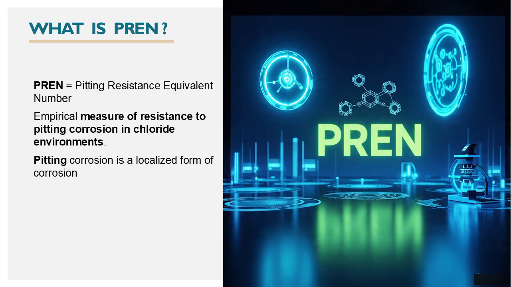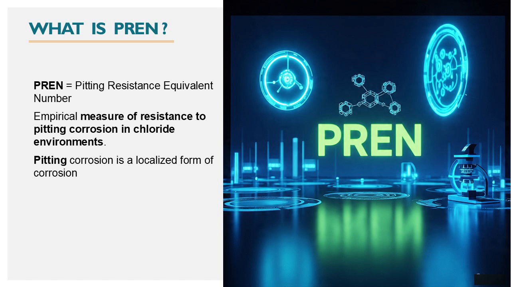What is PREN? PREN stands for Pitting Resistance Equivalent Number. PREN is an empirical formula used to estimate the resistance of stainless steels and nickel-based alloys to pitting corrosion in chloride-containing environments, like seawater or chemical plants. Pitting corrosion is a localized form of corrosion that creates small holes or pits in the metal surface, which can lead to catastrophic failure even if the overall material loss is small.